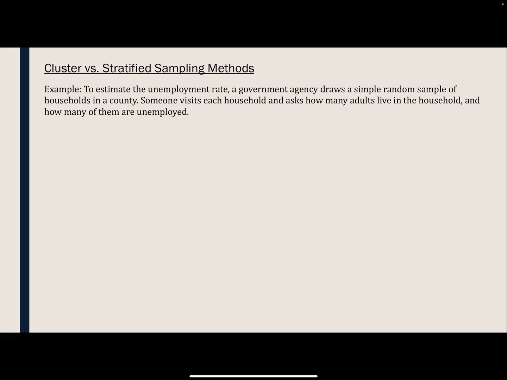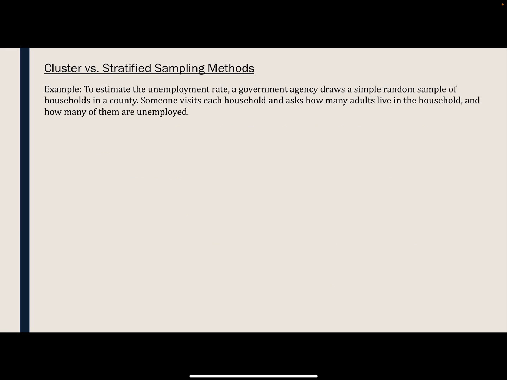All right, so I have a page here where I have an example and then I'm going to display the answer. So I would suggest after I read through the example to pause the video, decide which one you think is the answer, and then hit play to see what the answer is. So the example: to estimate the unemployment rate, a government agency draws a simple random sample of households in a county. Someone visits each household and asks how many adults live in the household and how many of them are unemployed.